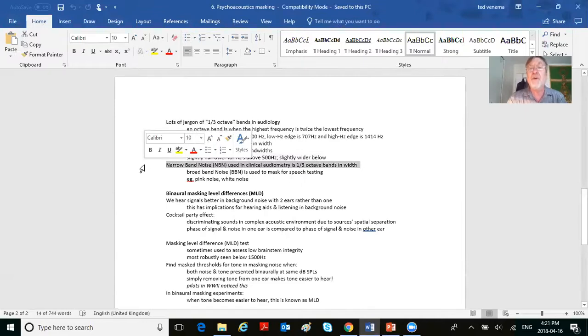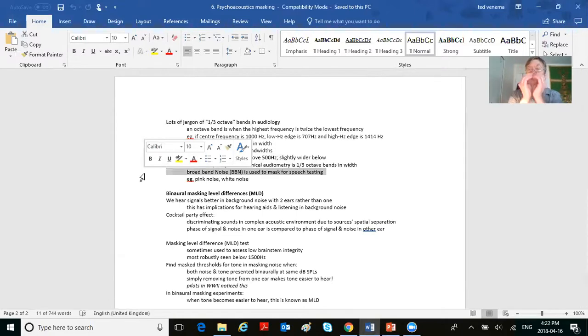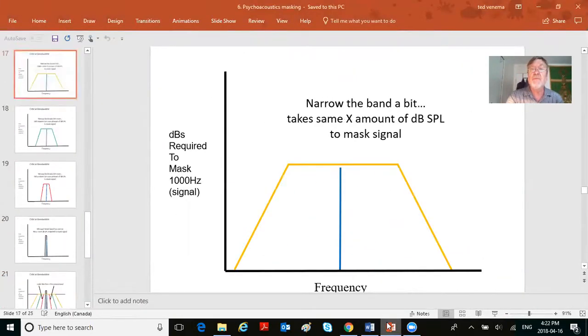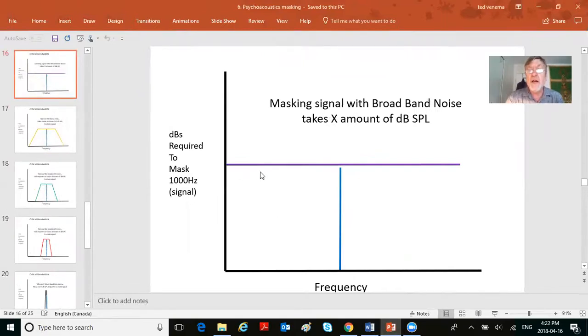Narrow band noise is used in clinical audiometry. Broadband noise is used to mask for speech testing, because speech is a broadband stimulus, so my masking noise for speech is going to be pink noise. Not white noise, pink noise. It'll have a spectrum that looks kind of like this, kind of going down on an angle. Follow my cursor.